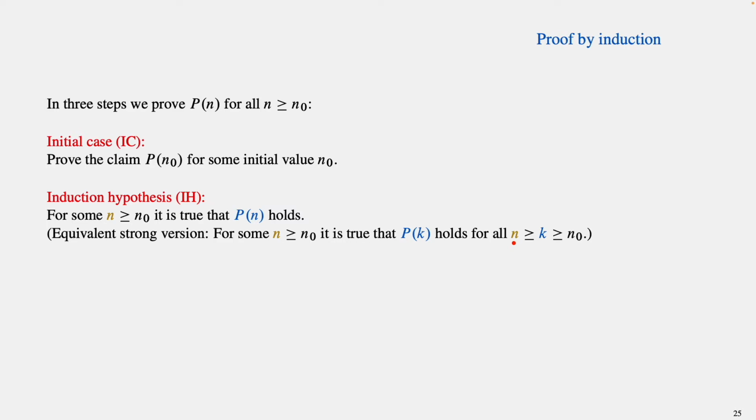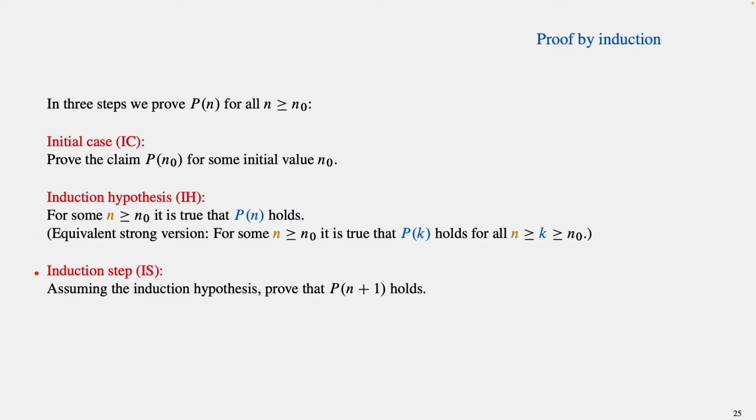And in this step there's nothing to prove. We're merely formulating an assumption that we will need and use in the next step, which is the induction step. So once the induction hypothesis has been made for a certain number n, we try to prove that the corresponding claim P holds for the next number n plus 1.